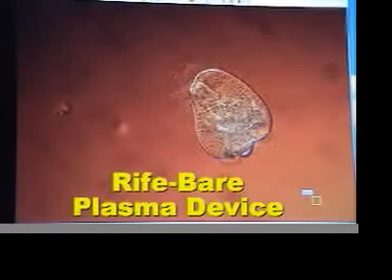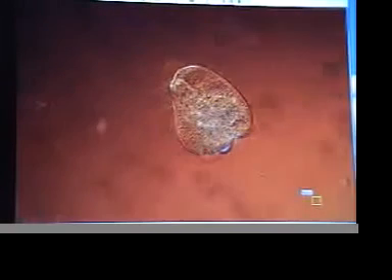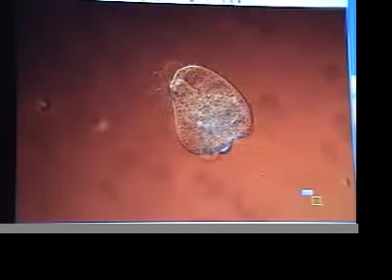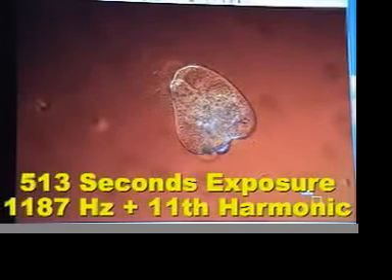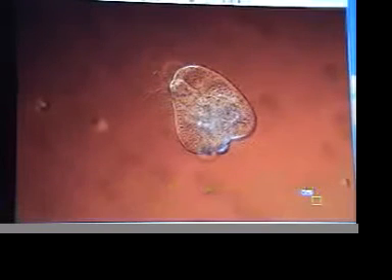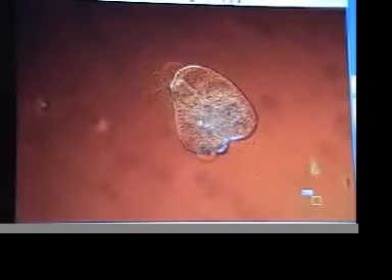We could zoom in, but we might miss the overall picture. Shall we take a chance? 513 seconds exposure at 1187 hertz plus. There's another big change. I'm hesitant to zoom in because we'll miss the big picture there.